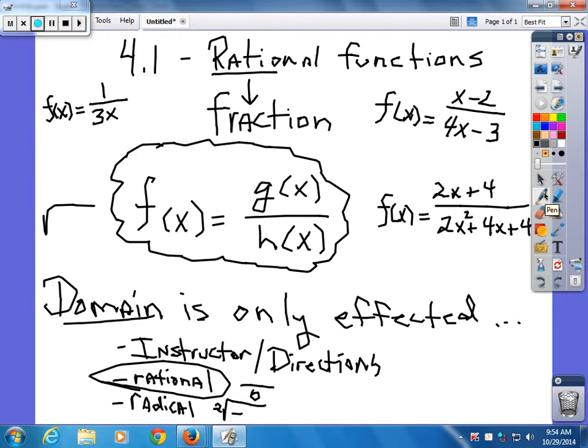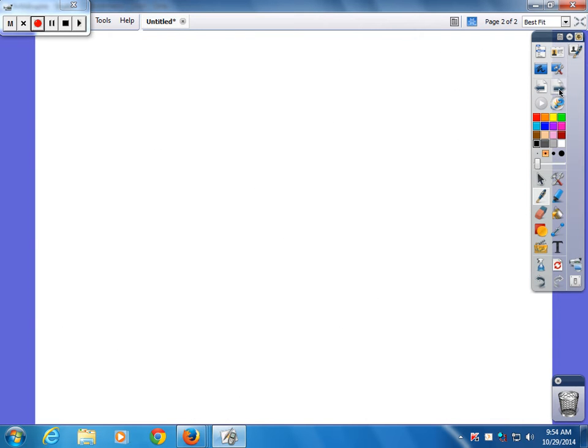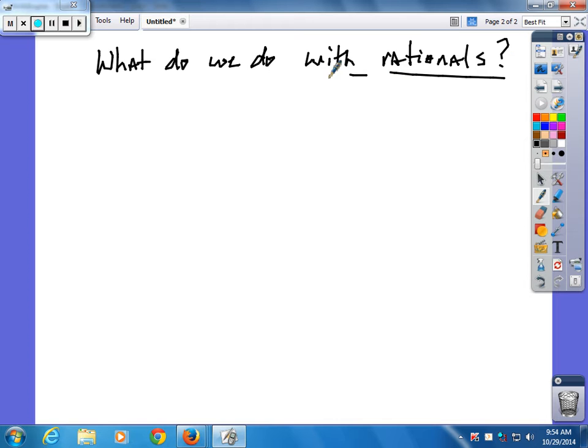So, what do you do for a rational function? Whenever you're given a rational function, what do you do with it? Well, there's many things you can do with it. You can graph them. And usually, these graphs you're going to graph with the calculator, unless you just like punishment.